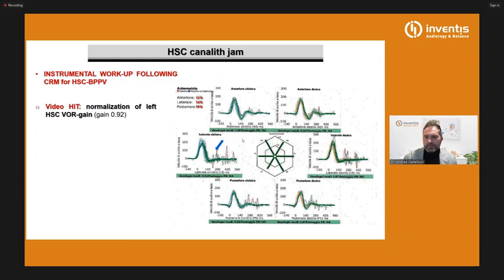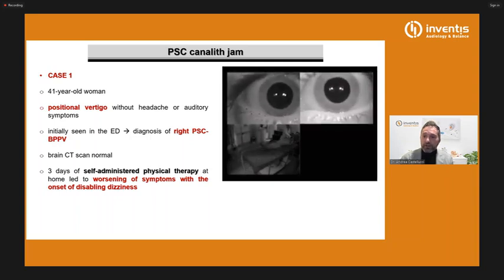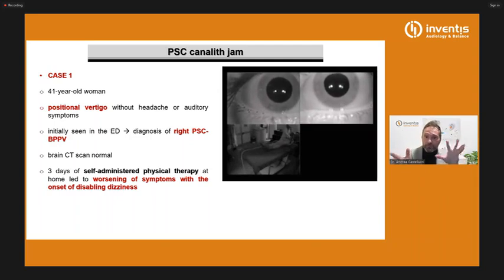And the most interesting thing is that the canal normalized. The canal gain at video head impulse test normalized after conversion in typical BPPV. But canal gem might also occur in the vertical canals, and it's very tricky because if the canal gem occurs in vertical canals, it will give spontaneous nystagmus that are vertical torsional, but it's typical for central pathologies. But you can see here there's a girl with positional vertigo.